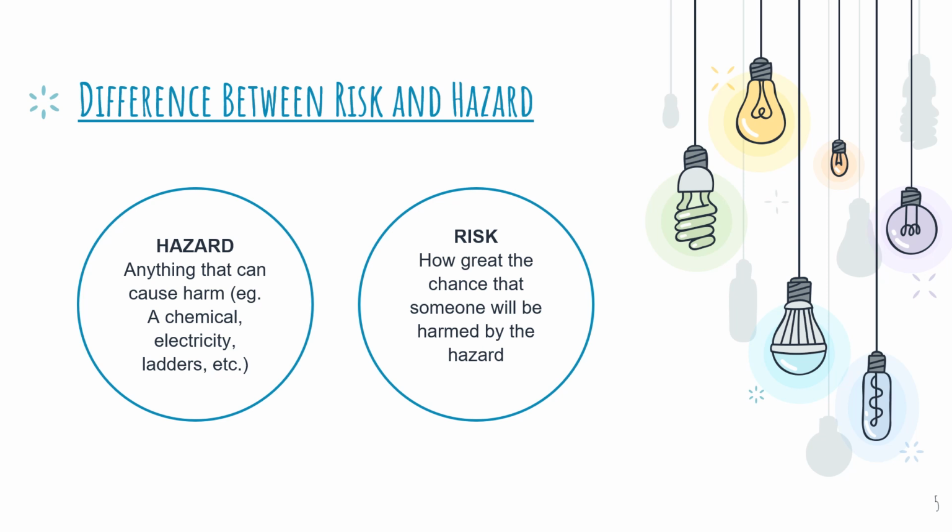So what is the connection and the difference between this risk and hazard natin? When we say hazard, it is anything that can cause harm, just like chemical, electricity, ladders. And when we say risk, how great the chance that someone will be harmed by the hazard. Okay, example, you are baking. This is my example before sa risk natin.